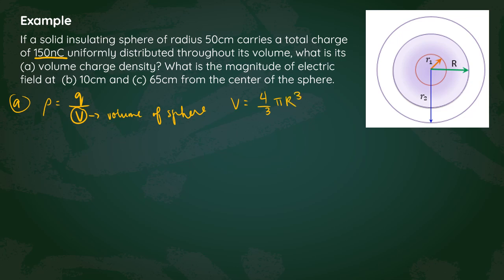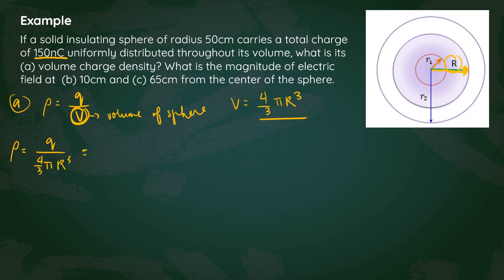Now we are using big R here because in our illustration, capital R represents the radius. Your R sub 1 is the radius for question B, the value that we need to solve in B, and R2 is the value that we need to solve for letter C. So we have here now our formula. If we change this expression into the formula for a sphere, then volume charge density will be equal to the total charge divided by 4/3 pi R cubed.